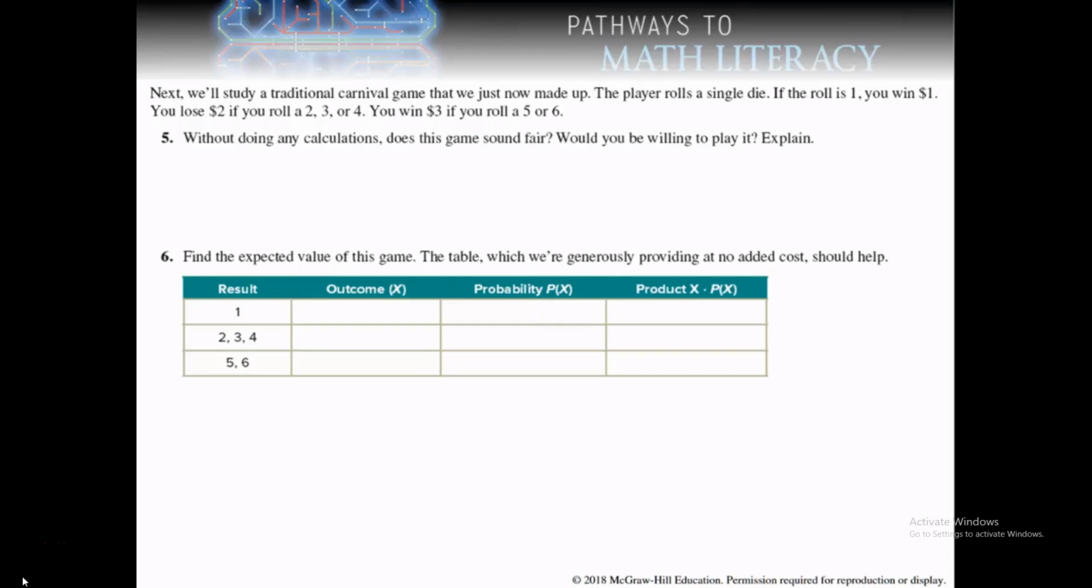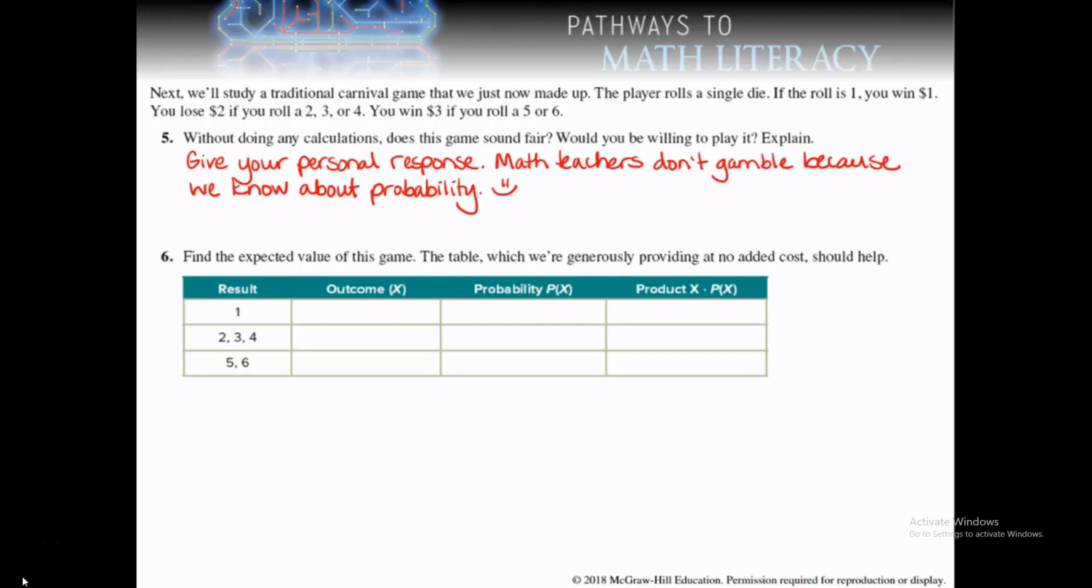In question 6, we're going to find the expected value for this game, and they've given us a table to organize our work. First, we need to think about, for each number that we roll, what amount do we win or lose. So if we roll a 1, we win $1. If we roll a 2, a 3, or a 4, we lose $2. So that'll be negative $2. And then if we roll a 5 or a 6, we win $3. So that's positive $3. And then we need the probability of winning each amount.